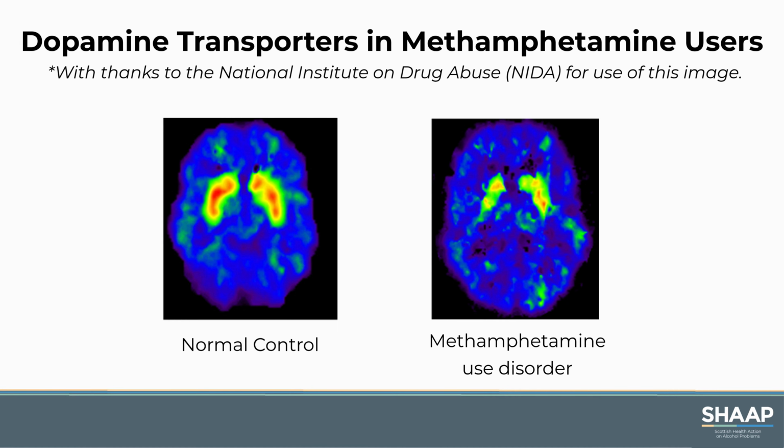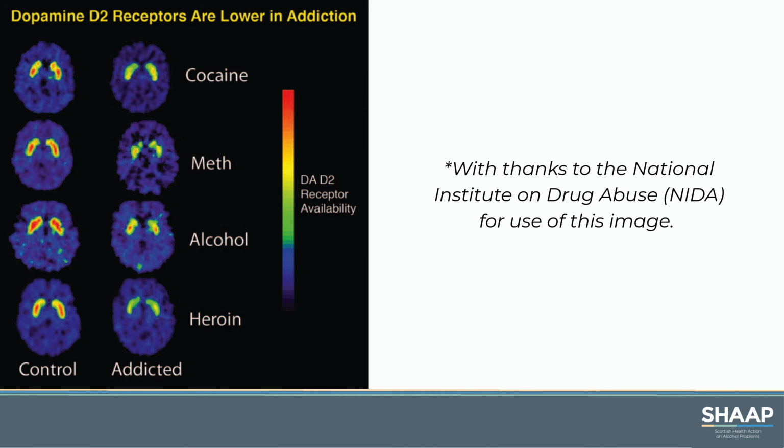If you look at these 2 scans, we have a normal brain on the left-hand side and someone who is dependent on methamphetamine, a very potent kind of amphetamine, on the right-hand side. And in the comparison, you can see there are far fewer dopamine receptors in the right-hand slide. In this person, the number of dopamine receptors is greatly reduced. And if we look at this across different sorts of substances, including alcohol, you can see the normal brains on the left-hand column, and on the right-hand column, we can see for cocaine, methamphetamine, alcohol, and heroin, a reduction in dopamine receptor availability.